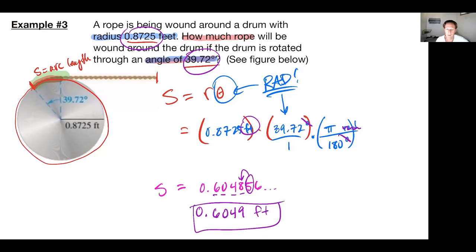So hopefully you're getting the hang of this. You're seeing the little nuances, multiplying by that pi over 180 to get rid of degrees, and making sure that we're in radians.